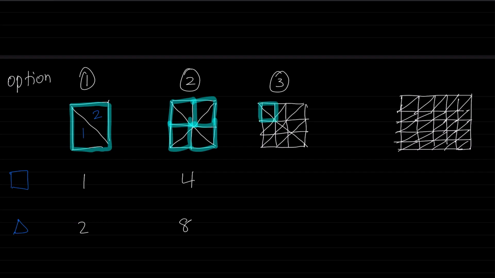So here we have 1, 2, 3, 4, 5, 6, 7, 8, 9. So this is the third different square. It's using 9 of my original squares, and in total it's using 18 triangles. And let's look at our pattern.